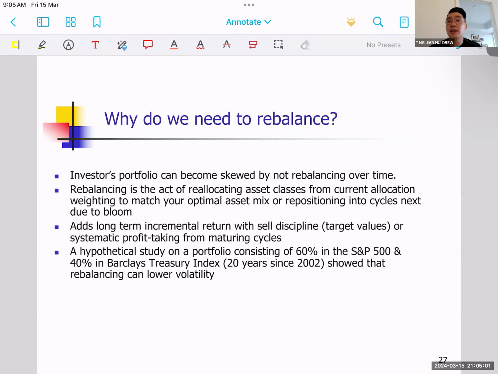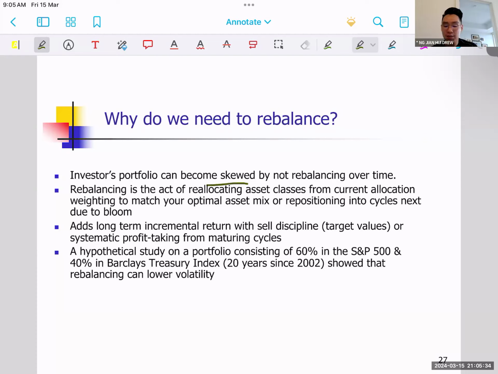Because your IPS may say your maximum exposure to tech can only be 30%. So anything that exceeds that, you need to rebalance. And this is where we understand what rebalancing is, what types of rebalancing we can do, and how we implement such rebalancing in our portfolio as a portfolio manager, right? So with that overview, let's go into the details.